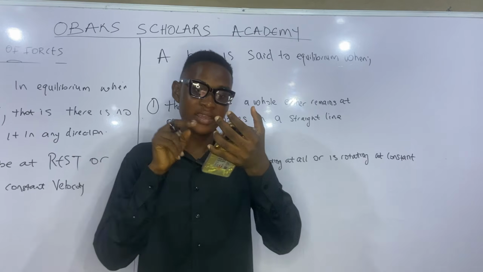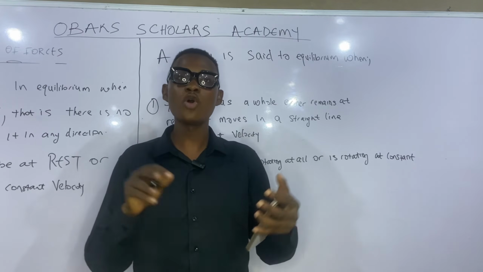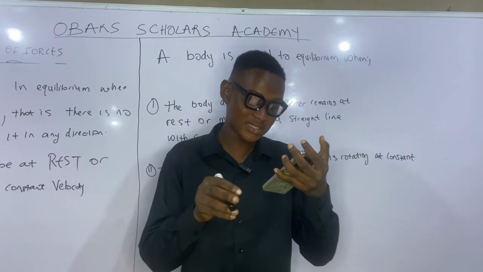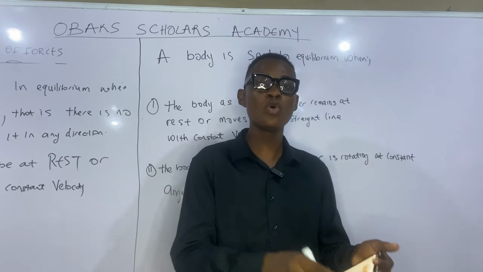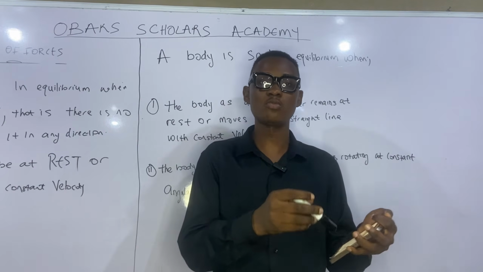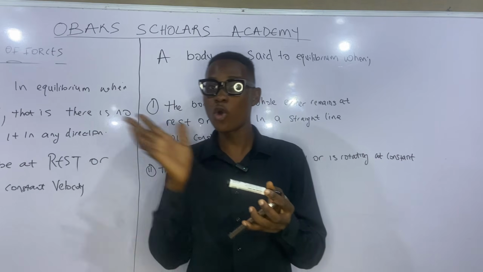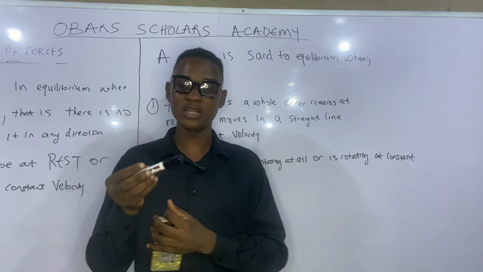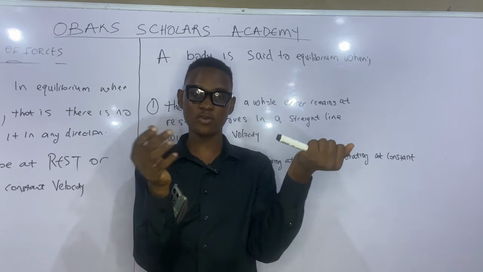It is written here that a body acted on by two or more forces is said to be in equilibrium if it does not rotate. So under this condition, the sum of the forces acting on the body in one direction is equal to the sum of the forces acting on the body in the other direction.